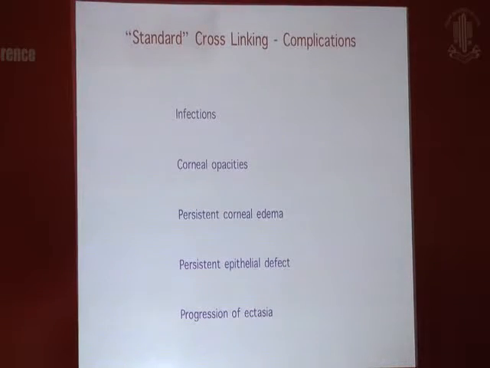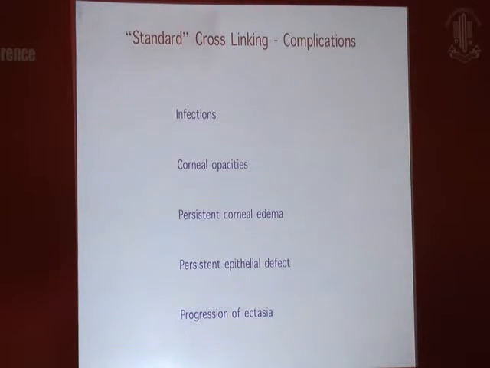As with all procedures, you can have complications with cross-linking as well. I did mention infections before. You can get corneal opacities, particularly if your machine is not being calibrated properly and you're delivering more energy than you should, or you're closer to the cornea than you should be. You can get persistent edema for the same reason when you have endothelial damage from the radiation. You can also get persistent epithelial defects sometimes, and current evidence indicates that in up to 5% of eyes, there could be a progression of ectasia despite adequate cross-linking.